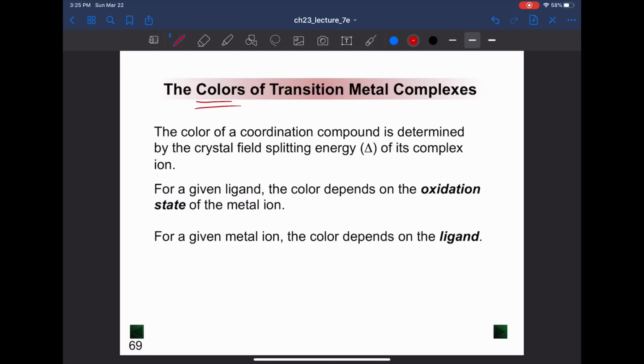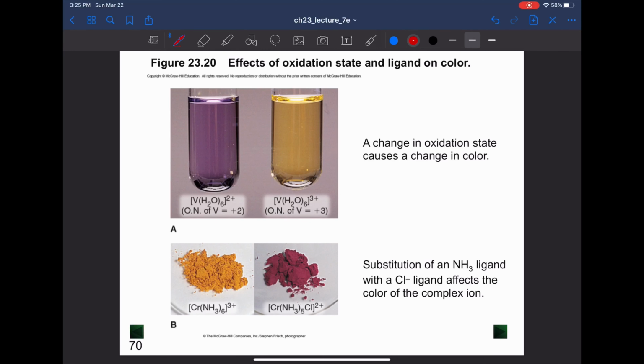Now the colors of the transition metal complexes can be determined by the crystal field splitting energy of the complex ion. For any given ligand, the color depends on the oxidation state of the metal ion. If you consider vanadium hydroxide, where the oxidation number is 2 plus, it has a purplish color. When it is 3 plus, it gets a yellowish color. In the same way, take chromium hexaammine chromate: it results in a yellow color where chromium has a 3 plus oxidation number. If it has a 2 plus oxidation number, it turns a little more pinkish.